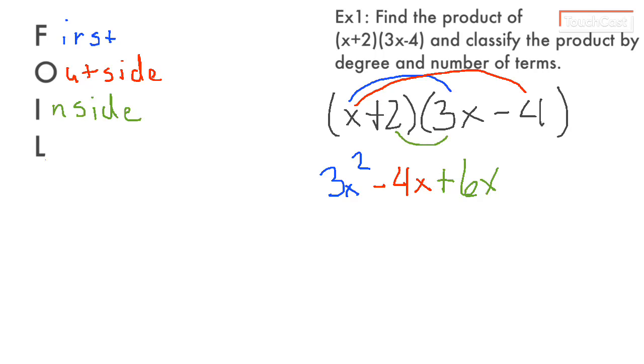And then L, it's the very last part. We are going to multiply the last terms, the last of each binomial. So we're going to go 2 times negative 4, get negative 8. Now, there's a little bit more to it. Once we have done all of that, if we can, we then have to combine like terms.